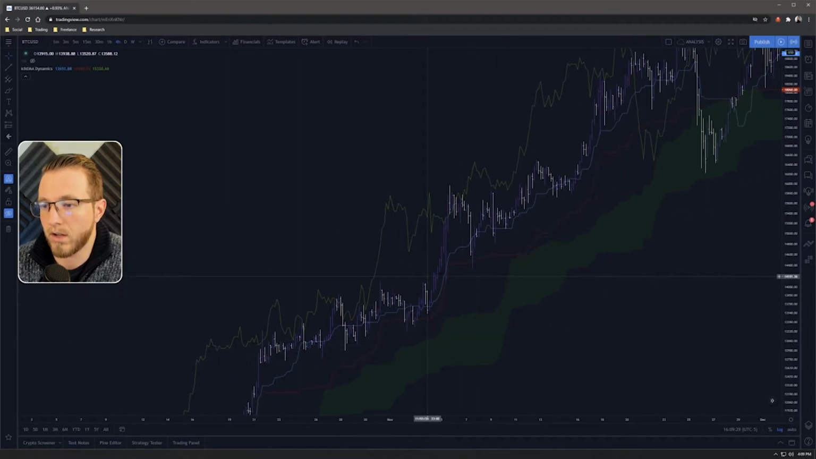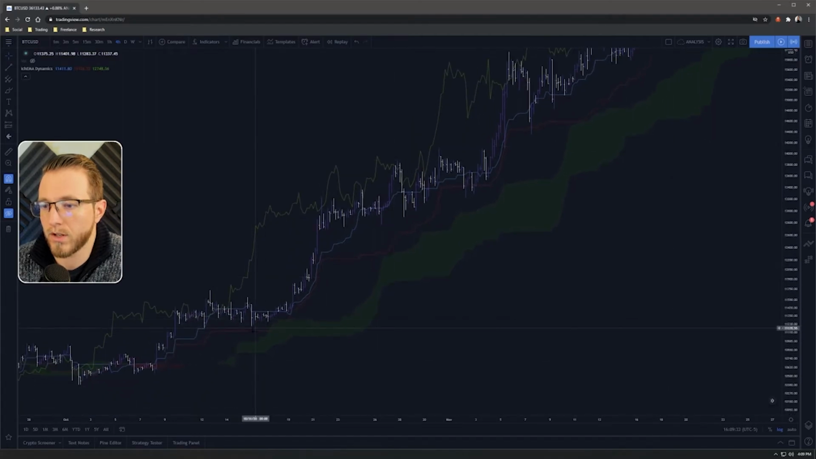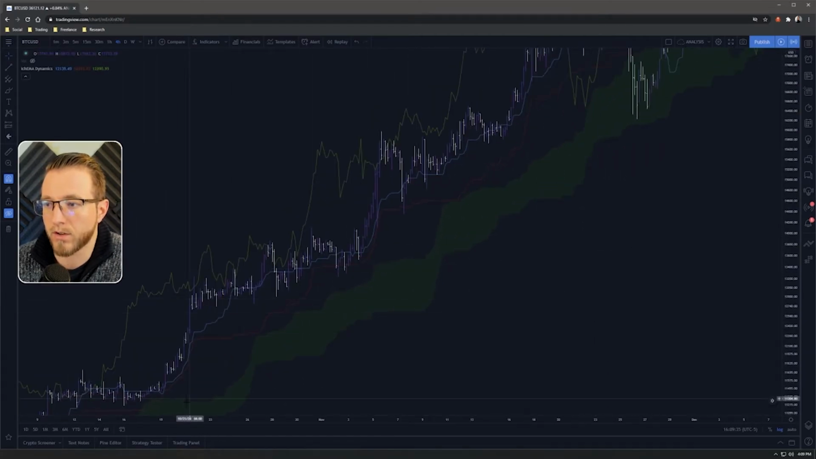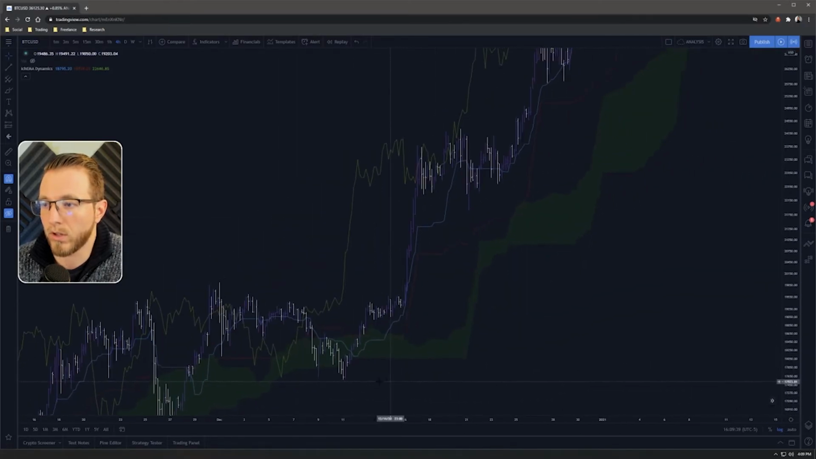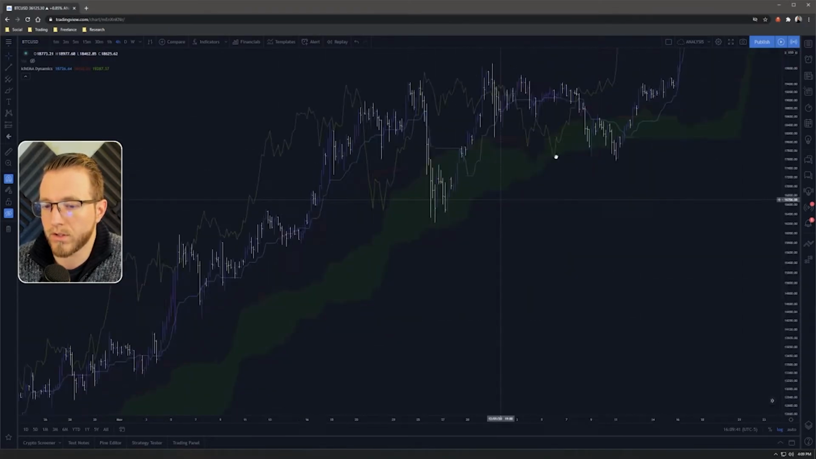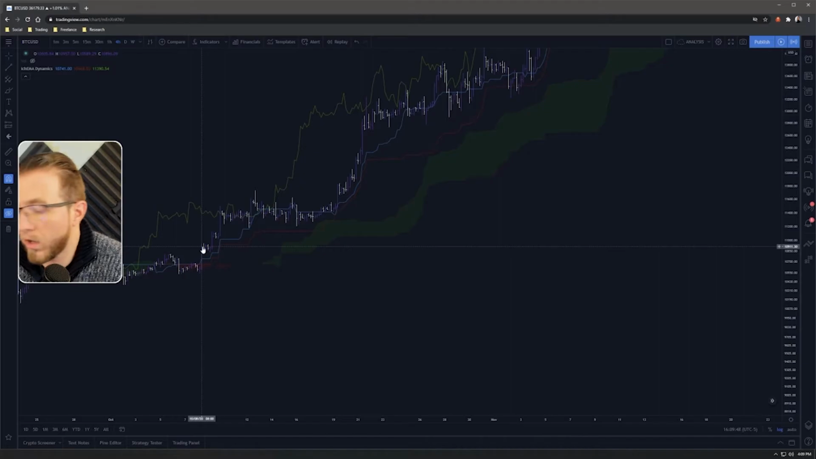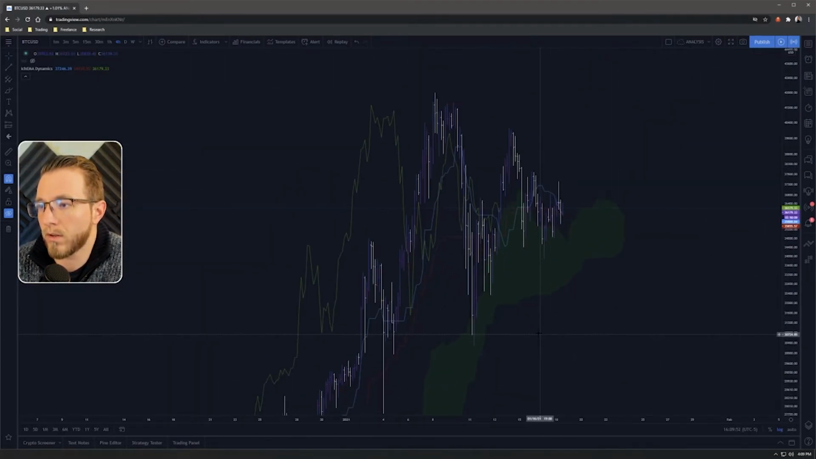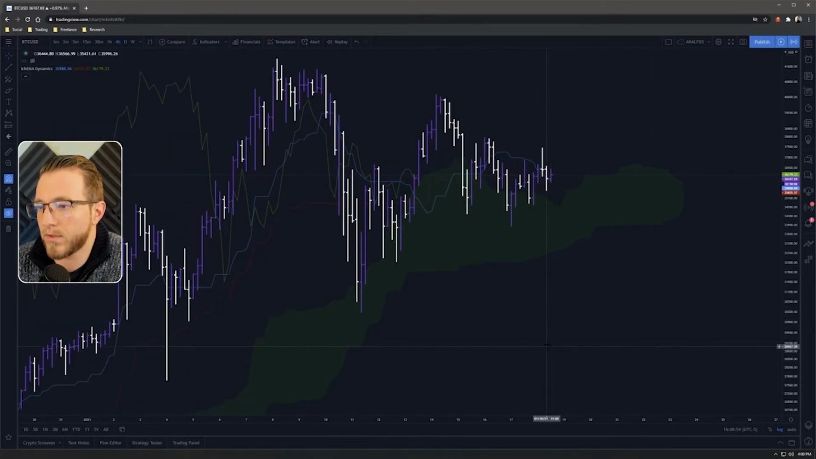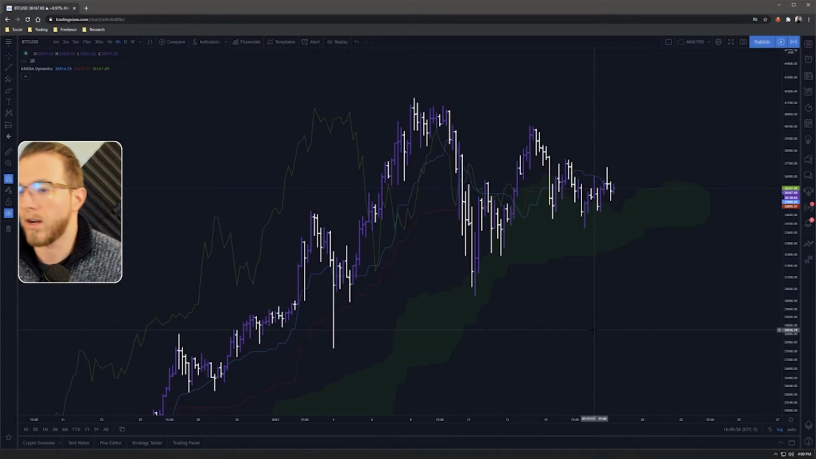You pretty much would have held on to this the entire time because the cloud is basically your continuation indicator. So you would have been holding through all of this. And yeah, that would have been a massive winner. You would have gotten in here at just under $11,000. And obviously we all know Bitcoin now is at $36,000. So that would have been a ridiculous winner.